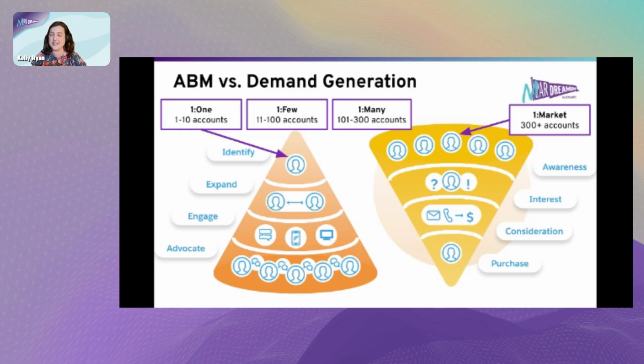You can see it's flipped. So we start out with a smaller identified group and we expand, engage, and advocate all the way down. The purple boxes are a way to think about ABM across both these funnels. So our standard demand gen is going to be one to market or 300 plus accounts in your target group. On the left, we can have one-to-one, one to few, one to many.